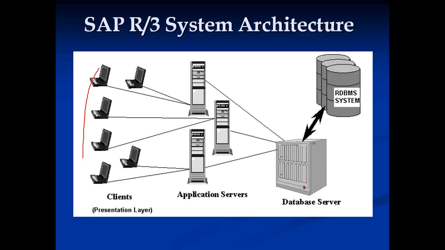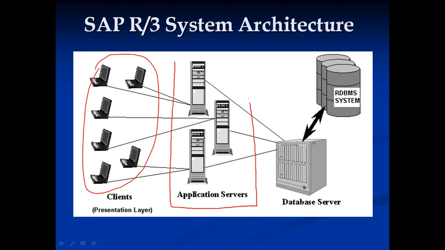These are the client systems, which are collectively called the presentation layer. Then different client systems are connected to different application servers. Each application server will have the SAP software installed in it. Then all the application servers are connected to the database server. And this database server is managed on the principles of relational database management systems. This is the meaning of three-tier architecture.